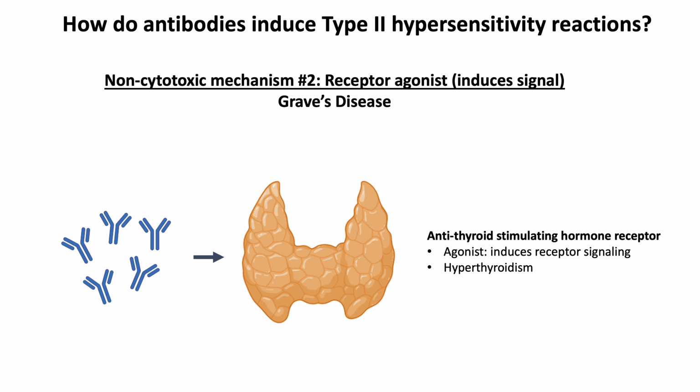The second non-cytotoxic mechanism is when antibodies bind to a receptor and induce an agonist signal. In other words, they induce that receptor to start signaling. And an example of this is Graves' disease, in which antibodies to the thyroid stimulating hormone receptor induce a positive signal by that receptor, leading to hyperthyroidism.